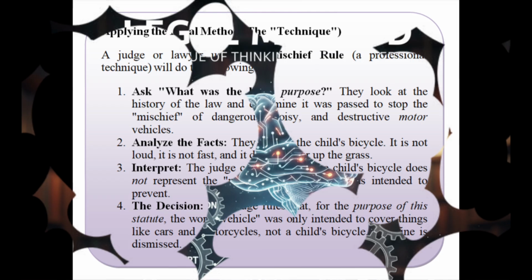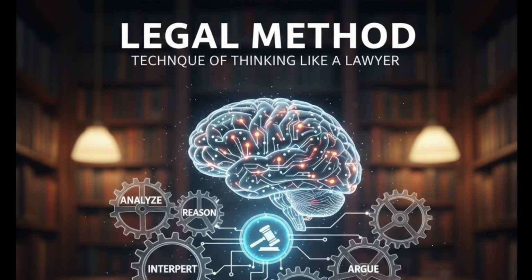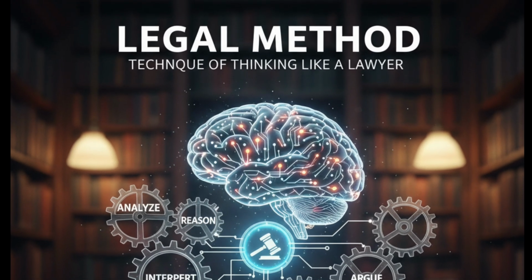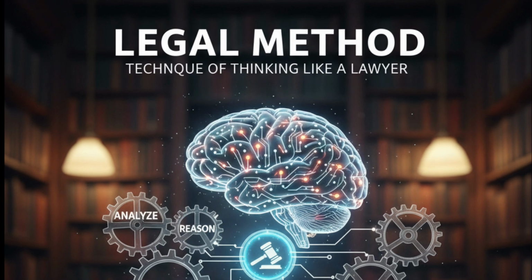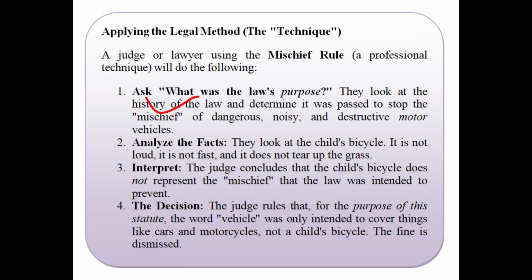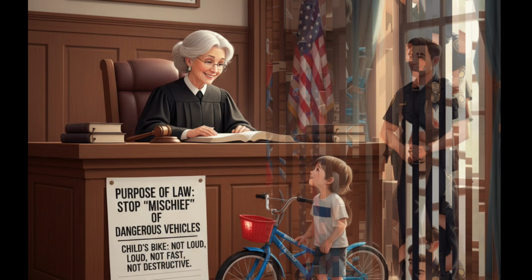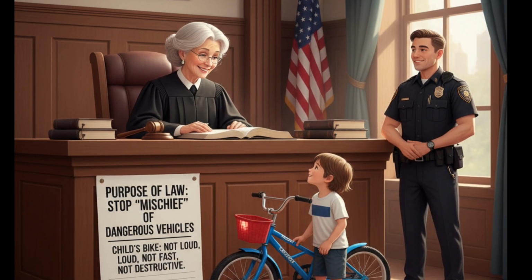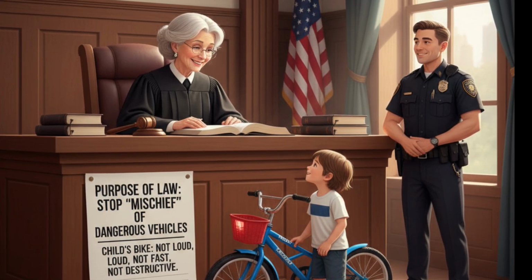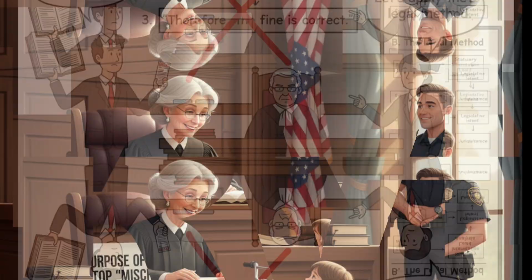But a judge or a lawyer using the mischief rule, that is to say, a professional technique, will do the following. Number one, what was the law's purpose? They look at the history of the law and determine it was passed to stop the mischief of dangerous, noisy and destructive motor vehicles. Number two, analyze the facts. They look at the child's bicycle. It is not loud, it is not fast and it doesn't tear up the grass. Number 3, interpretation. The judge concludes that the child's bicycle doesn't represent the mischief that the law was intended to prevent. Number 4, the decision.